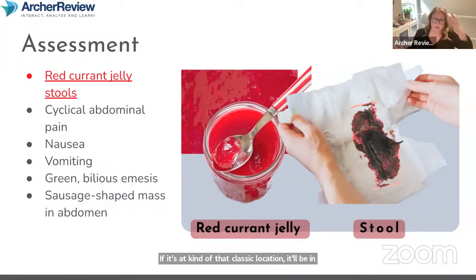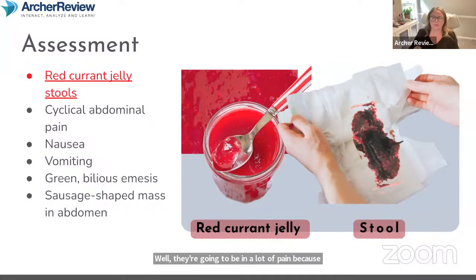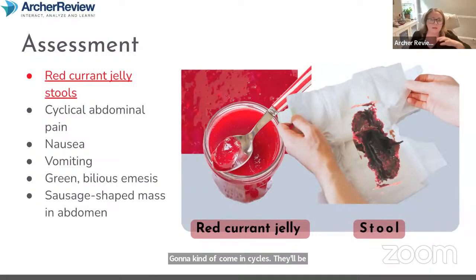What else is going to be going on with this kiddo? Well, they're going to be in a lot of pain because their organs are twisting up on each other. It's going to come in cycles. They'll be screaming with their legs drawn up in intense pain, and then it'll pass. And then they'll be screaming. So it's this cyclical, intense abdominal pain. They're nauseous, they're vomiting. This is obviously very painful.